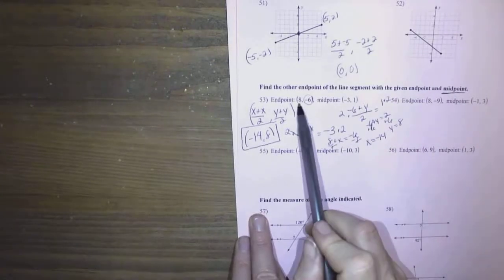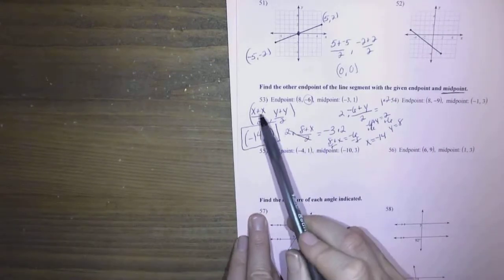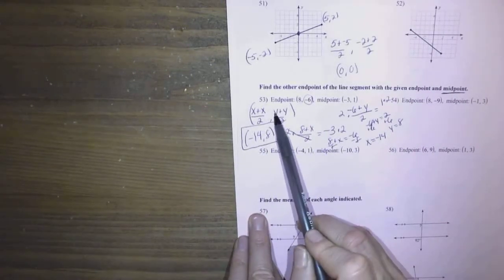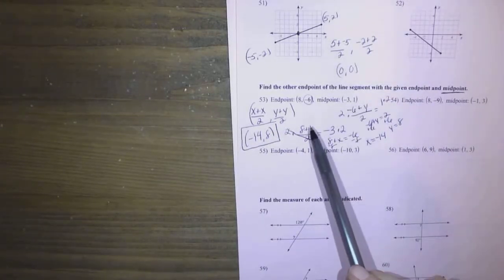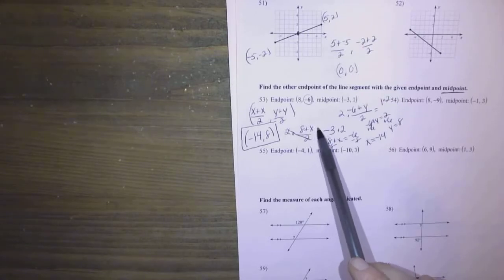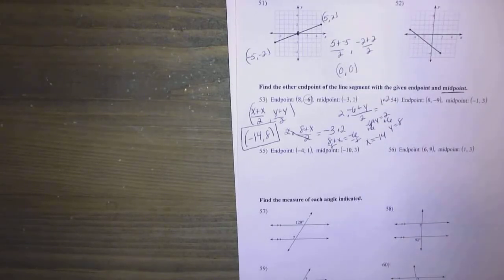So again, endpoints are what you can fill in for the x and the y, and then midpoint is what it equals. These are tricky. Please make sure you might want to watch this one a couple times before you do 54, 55, and 56.